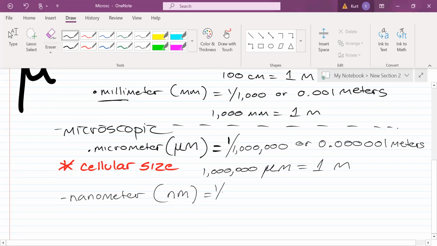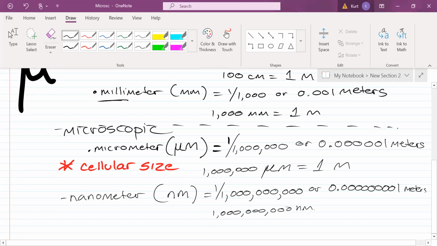Okay, and the last one I would like you to know for our purposes here is nanometer. This is 1/1,000,000,000th, or 0.000000001. That's 8 zeros and then a 1 at the end. So we say 1,000,000,000 nanometers is equal to 1 meter.